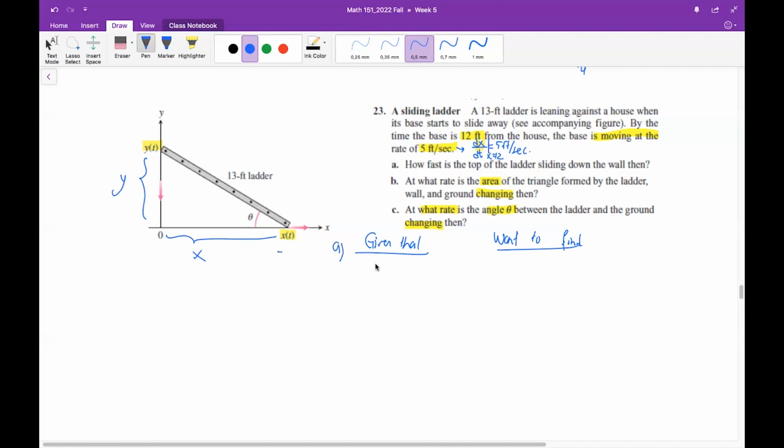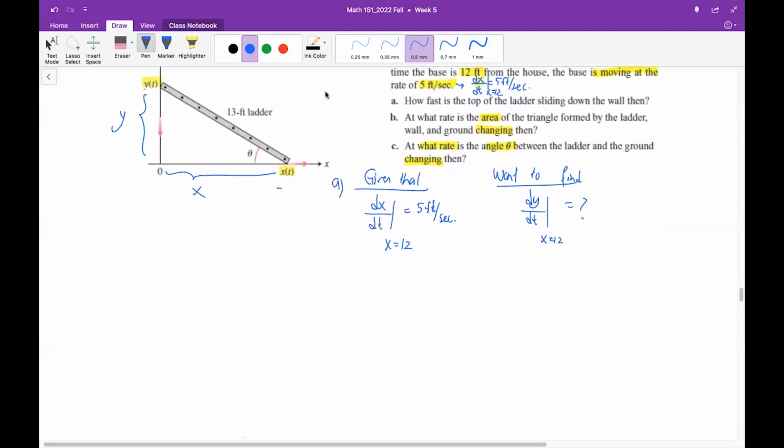So part A, the rate of change of the base is given at the moment when the base is 12 feet. This is given as 5 feet over second. And in part A, what we want to find, how fast is the top of the ladder sliding down the wall at this particular moment. So this time we wonder the rate of change of y at the same particular moment. This is what is given and what we want to find.